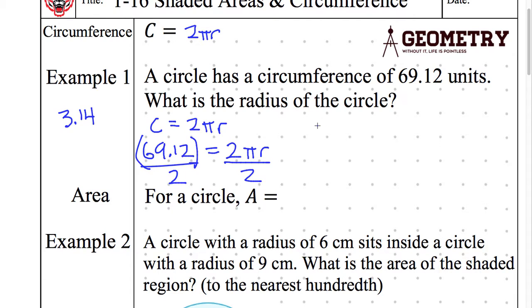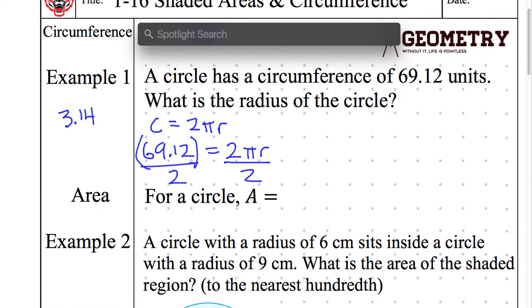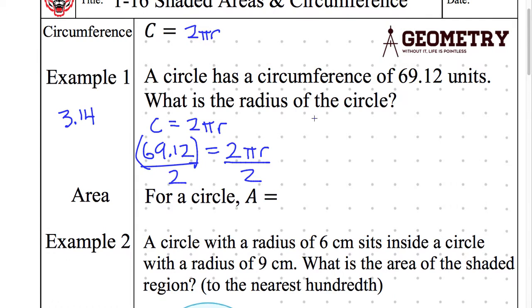And I'm going to come back over here to the right-hand side because I ran out of room. I need to figure out what 69.12 divided by 2 is. I have my calculator here. 69.12 divided by 2 is 34.56. 34.56 is equal to pi times radius. We're almost there. We're so close. We almost have radius. What do I need to do to isolate that variable?